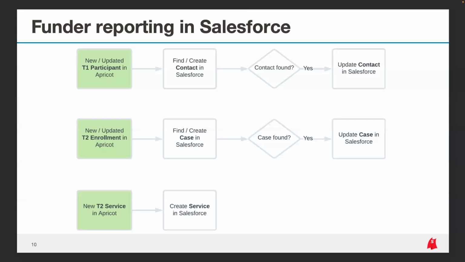The last flow of this solution triggers when a new Tier 2 service record is created in Apricot. It creates a corresponding service record in Salesforce. By syncing this key demographic and service delivery data from Bonterra Impact Management to Salesforce, the organization was able to continue generating funder reports across all domains from a centralized source.